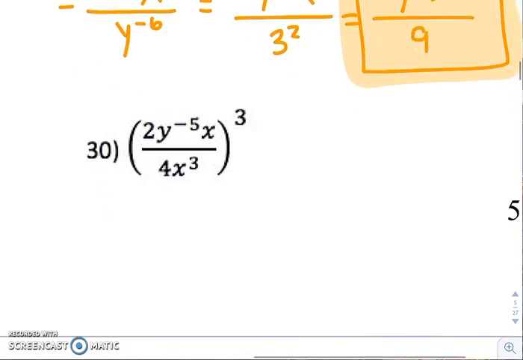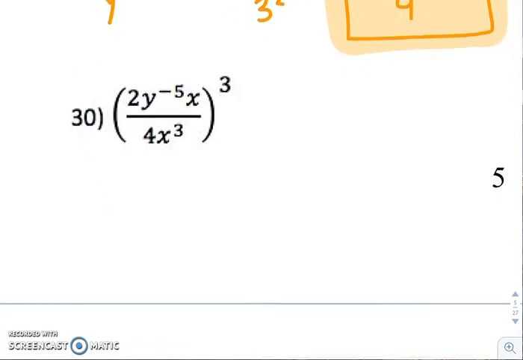All right, last one I'm going to do with you guys here. That whole thing, 2y to the negative fifth times x over 4x cubed all to the third power. So I'm just going to distribute the 3 in there to everything. So the 2, the y, the x, the 4, and the x on the bottom. So let's see here. Can't tell if I just cross out a positive. No, it's a positive 3. Okay.